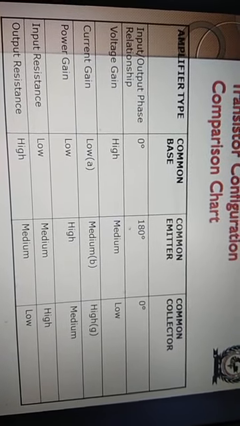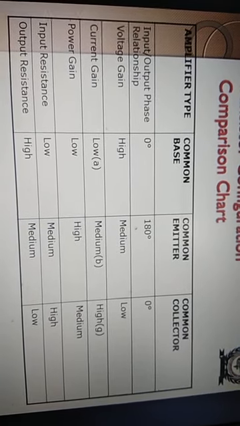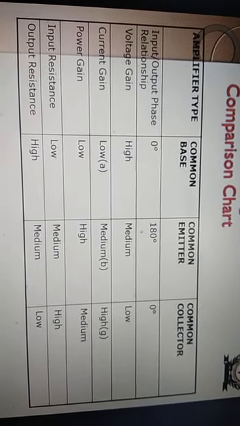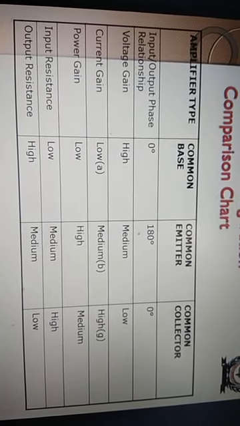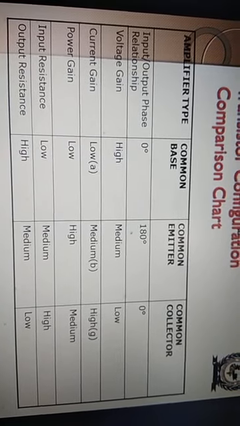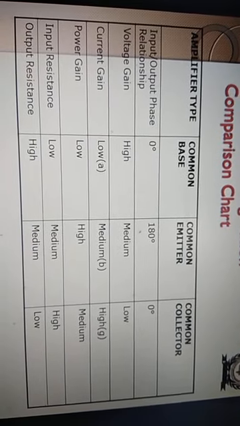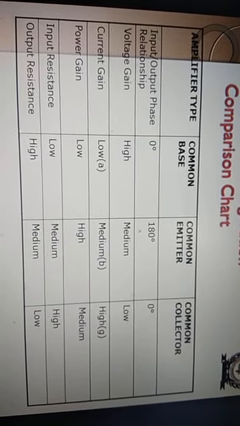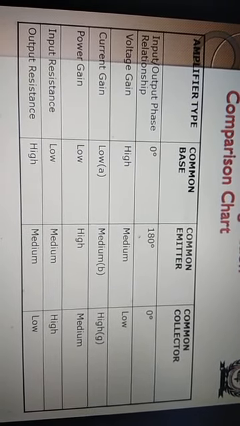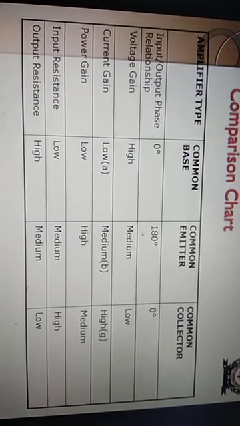Current gain in case of common base is low, in case of common emitter it is medium, and in case of common collector it is highest. Power gain in case of common base is low, in case of common emitter is high, in case of common collector it is medium. Input resistance is low in case of common base, medium in case of common emitter, and high in case of common collector.